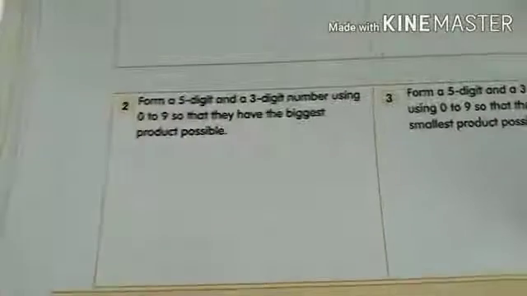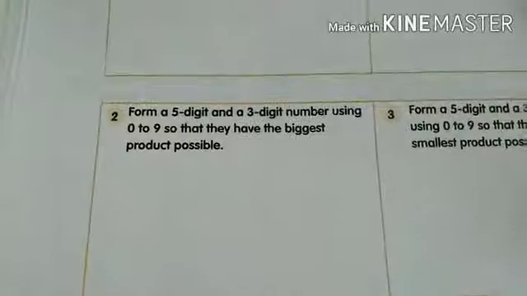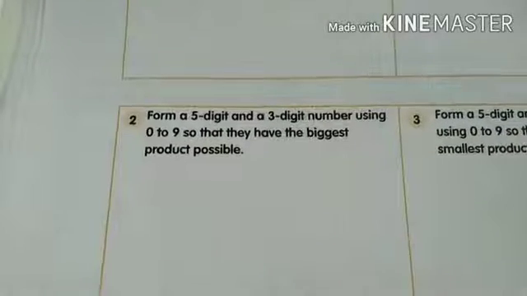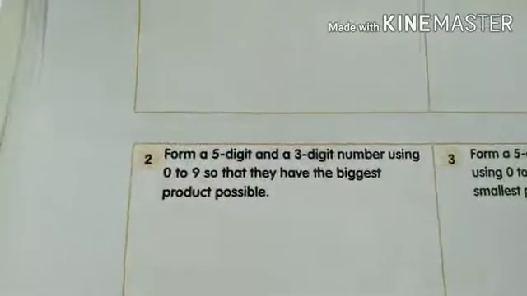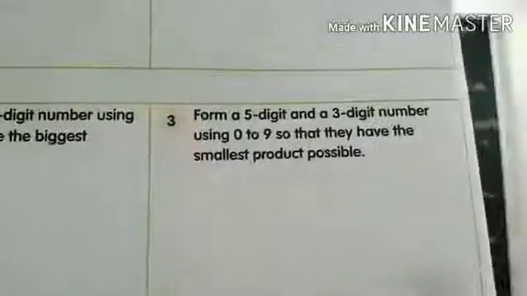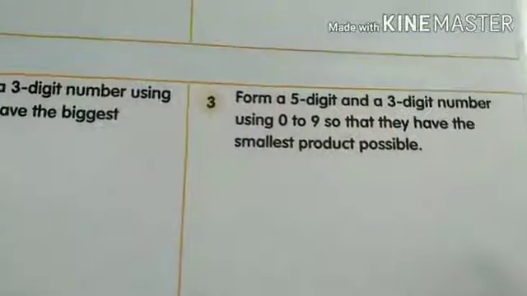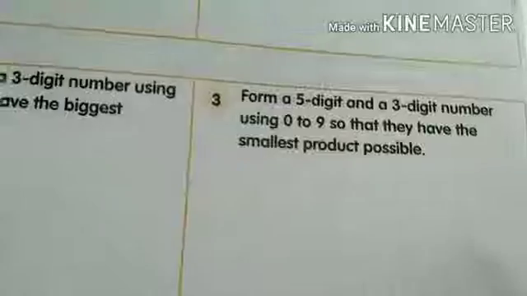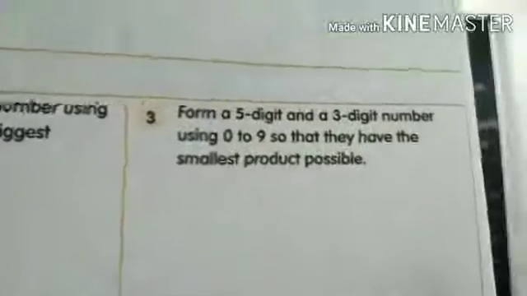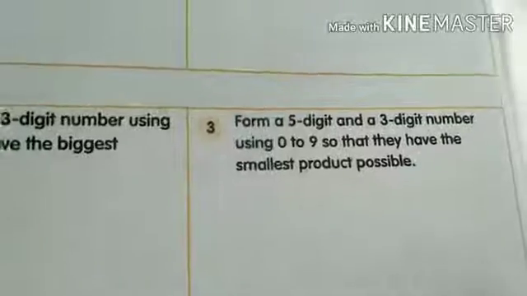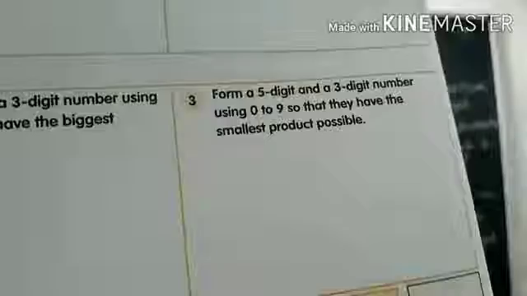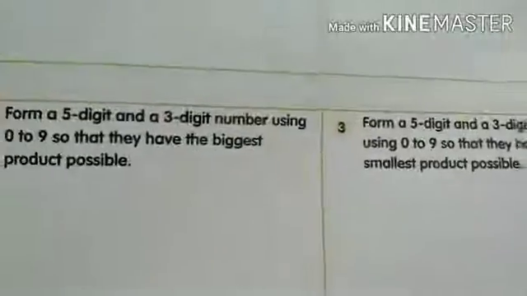See the second one. Form a 5-digit and 3-digit number using 0 to 9 so that they can have the biggest product possible. You have to write your own 5-digit number and 3-digit number and find the product. And see this third one. Form a 5-digit and 3-digit number using 0 to 9 so that they have the smallest product possible. Product must be smallest number. That means you have to divide the number. Okay, complete your volume sheet.